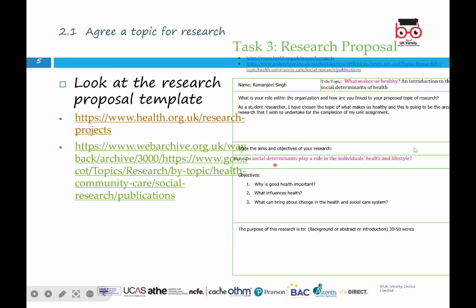State the aims and objectives of your research. So this, you'll be giving that over here. So your aim is you want to see whether social determinants play a role in the individual's health and lifestyle. This is your question or your aim that you want to see. Your objective is, why is good health important? You want to see that through your project. What influences health and what can bring about change in the health and social care system.